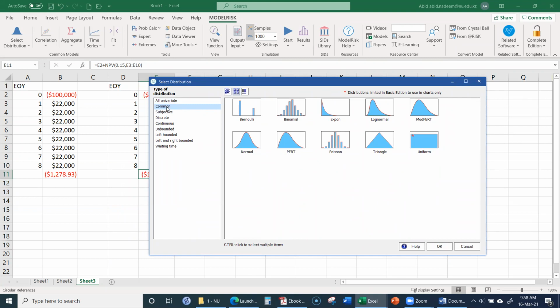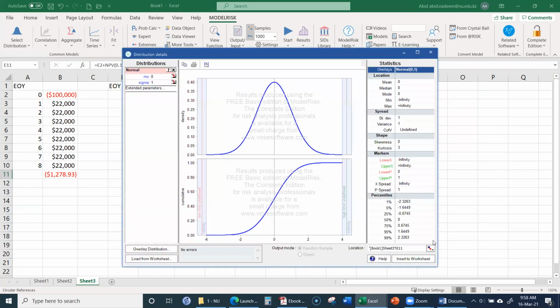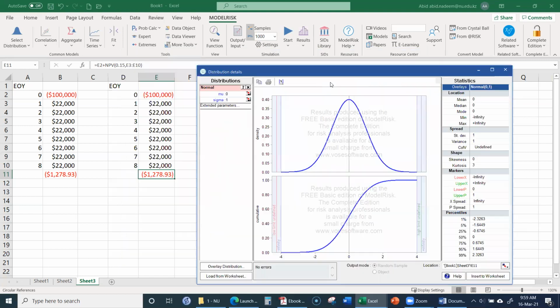So you will go to the common and then select the normal, and then click OK. In the normal distribution, the program will now ask you to provide the mu and sigma values. Mu is for the mean value. It can also mean the mode and median as well, but in here we are taking the mean value, which is 22,000. Okay, so one thing I think we need to do is I need to cancel it.